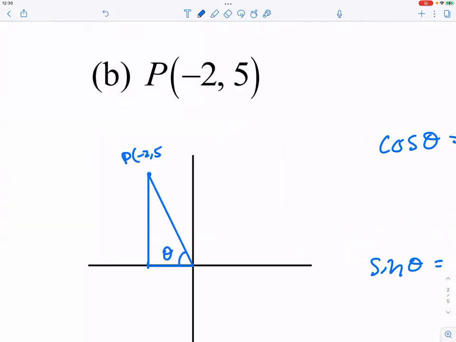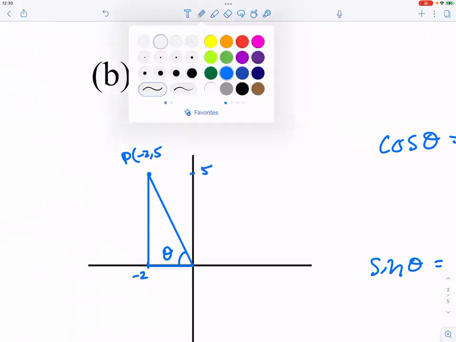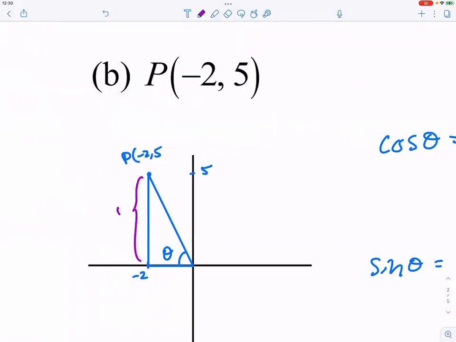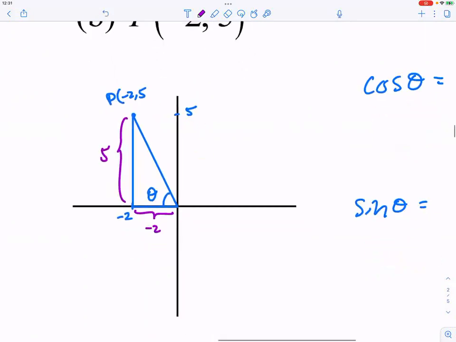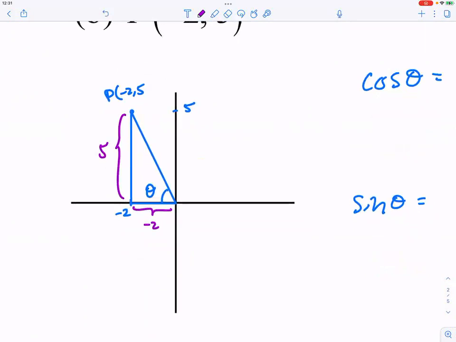Okay, so this will be the theta. And this is -2, this is 5. So we can say that the length right here is 5. Now, for the horizontal side right here, just like physics, direction matters. So instead of saying just 2, we'll call this -2. Direction matters. So what's the hypotenuse?